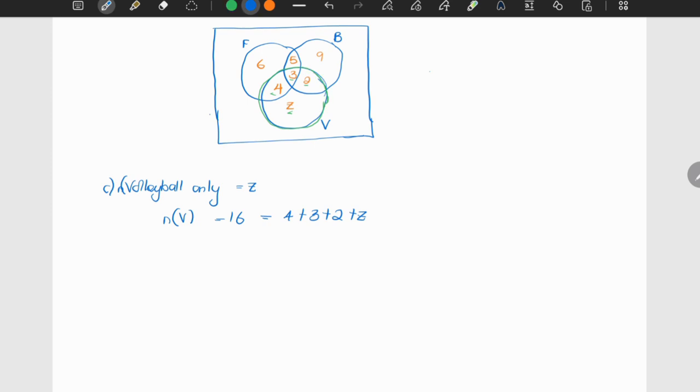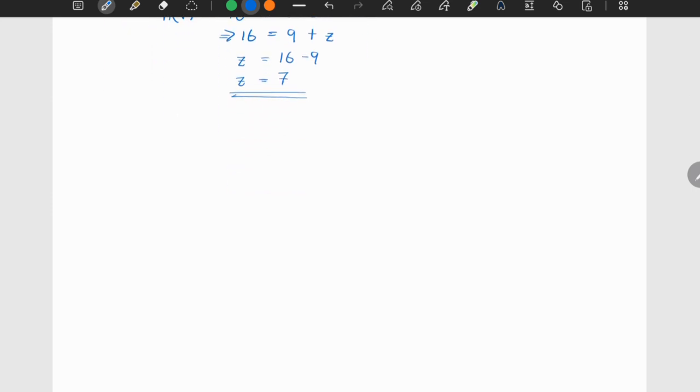Great. So when we look at that, expanding that, 16 will be equal to 4 plus 3, that's 7, plus 2, that's 9. 9 plus Z is equal to 16. So Z is going to be 16 minus 9, and that is 7. So that's how many play volleyball only.